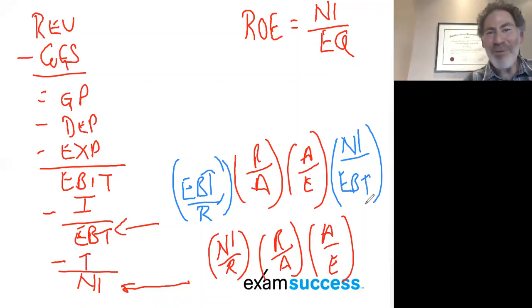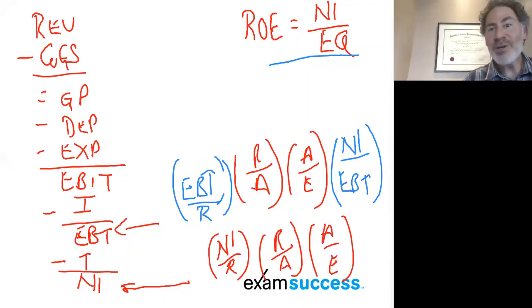Okay, how do I remember this? Remember, it all has to cancel down to net income over equity. So I can see this canceling here. I can see the revenue canceling. I can see the assets canceling. I could see the earnings before tax canceling, and this is leaving me with net income over equity. Okay, but nobody does a 4-stage, so we're not going to stop at a 4-stage.